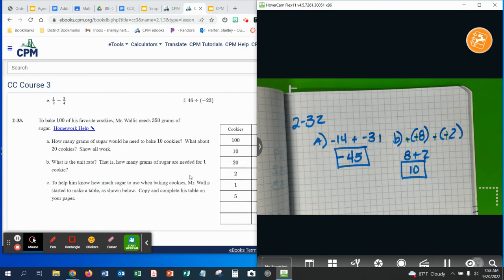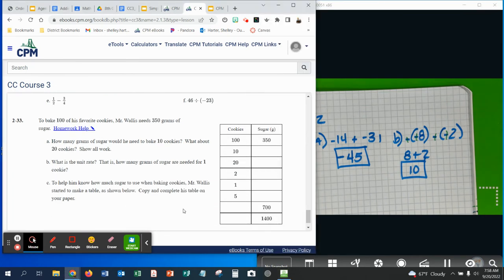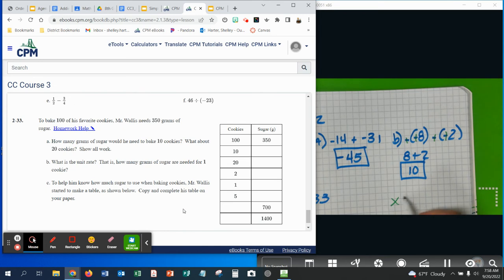On 2-33 is a word problem. Yay for word problems. How to bake 100 of his favorite cookies, Mr. Wallace needs 350 grams of sugar. How many grams of sugar would he need to make 10 cookies and then 20 cookies? All right. So we are going to make a handy dandy X and Y table because they love to bring this back up to us.